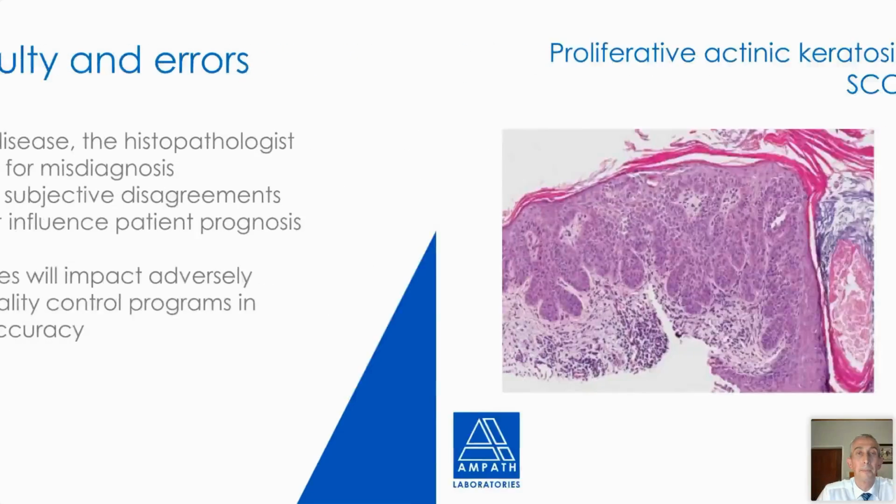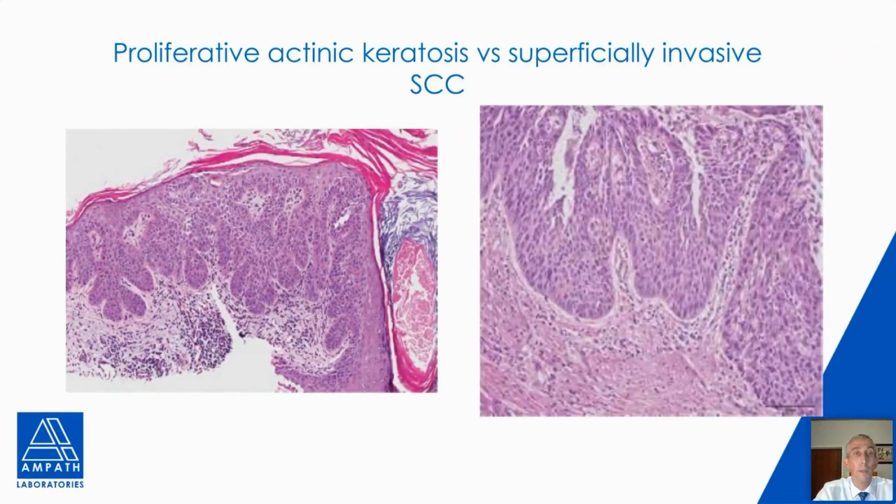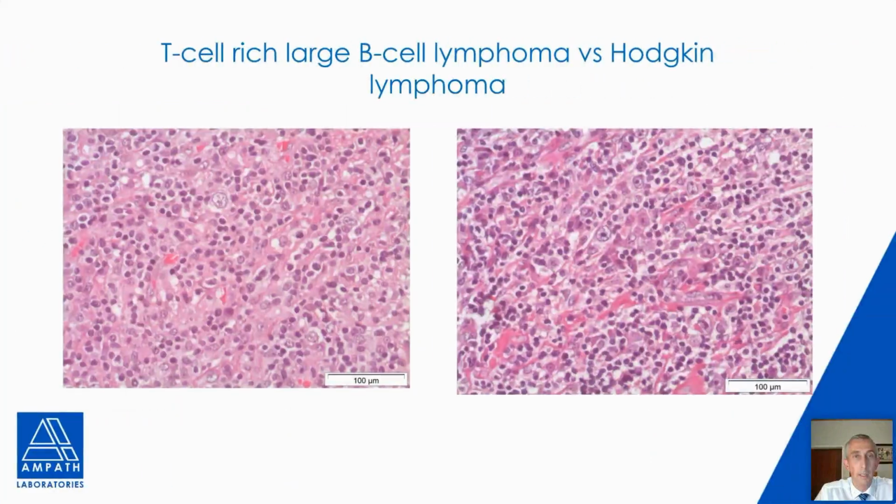Just to illustrate an example, on the left we have a proliferative actinic keratosis, on the right superficially invasive squamous cell carcinoma. Both look nearly identical and both are treated similarly. So should there be a minor disagreement, this is considered acceptable. In contrast, here we have on the left a T-cell rich large B-cell lymphoma, but on the right Hodgkin lymphoma. One can appreciate these look nearly identical too, with atypical lymphoid cells set against a sea of small reactive lymphocytes. And this is what makes our discipline quite complicated.